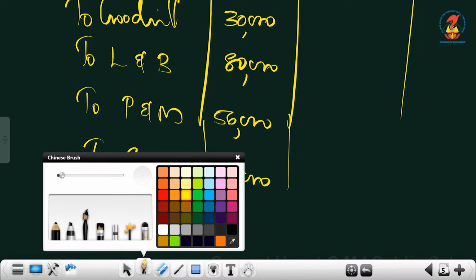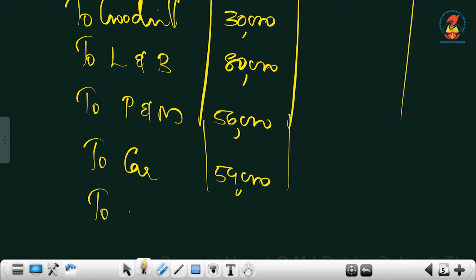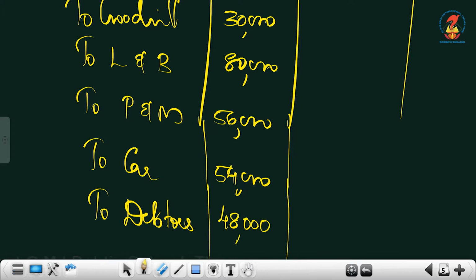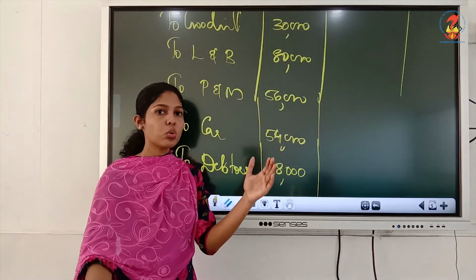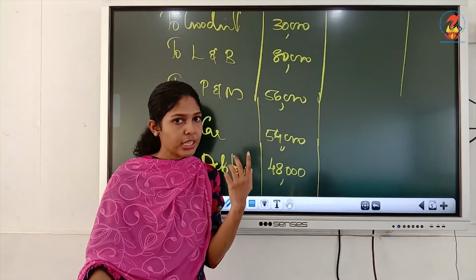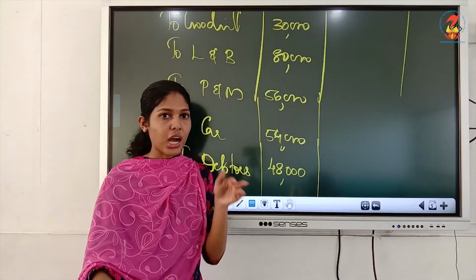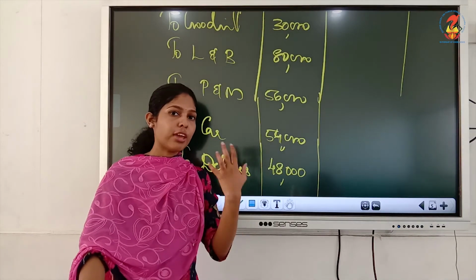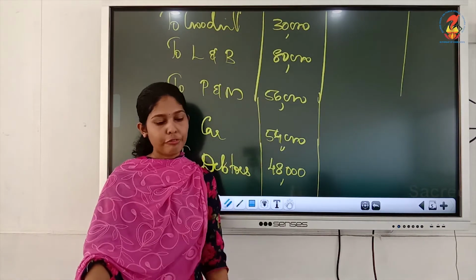Then to debtors, 48,000. So now we transferred, or we closed, all assets. Here we have excluded cash. Cash can be closed? No. So we can't take it now. That we will take when we do the cash or bank account finally.